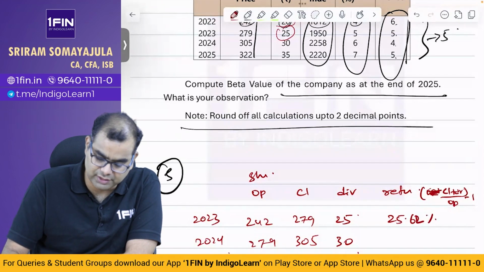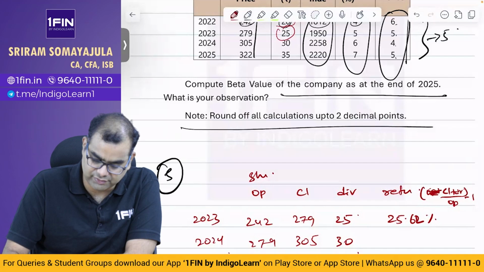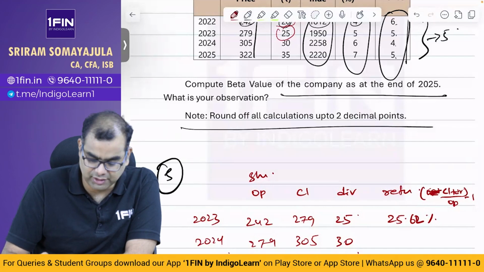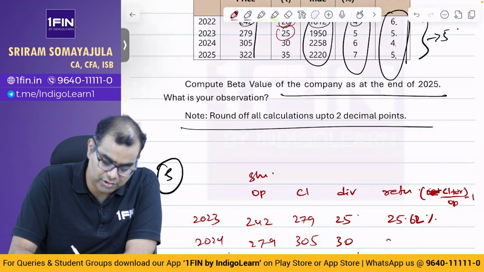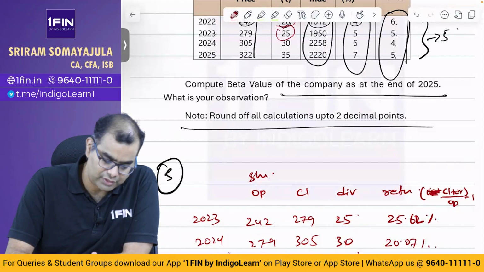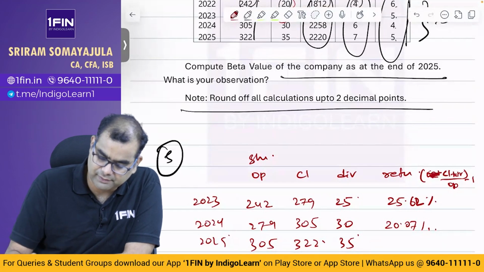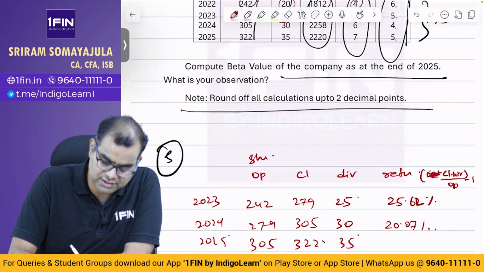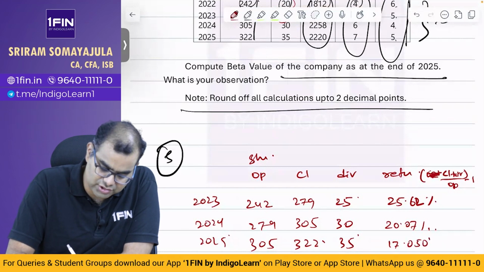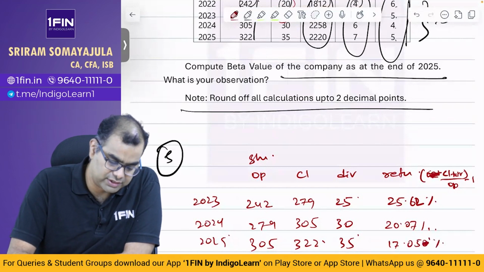25.62%. Then (305 + 30) divided by 279, minus 1, is equal to 20.07%. Okay, 20.07. Then (322 + 35) divided by 305, minus 1, you get 17.05%. Okay, these are the share returns.